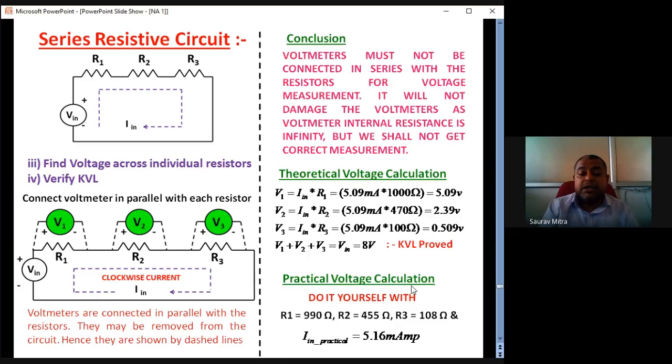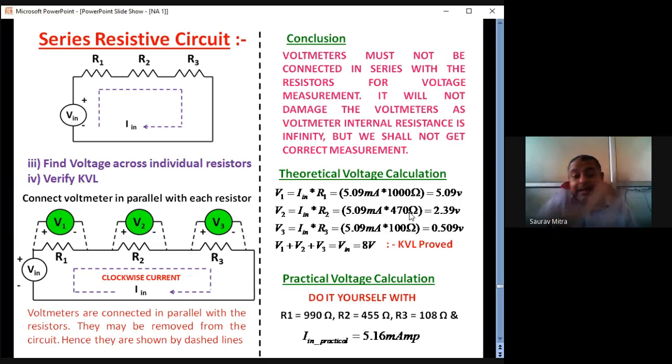Practical voltage calculation, do it yourself, because in that case R1 will be 990, R2 will be 455, R3 will be 108. This should actually be 104, I'm sorry for the correction. So in that case, I in is 5.16 milliampere, and with 5.16, V1 in practical will be 5.16 milliampere multiplied by 990. V2 will be 5.16 milliampere multiplied by 455. V3 will be 5.16 milliampere multiplied by 104, and accordingly all these voltages.